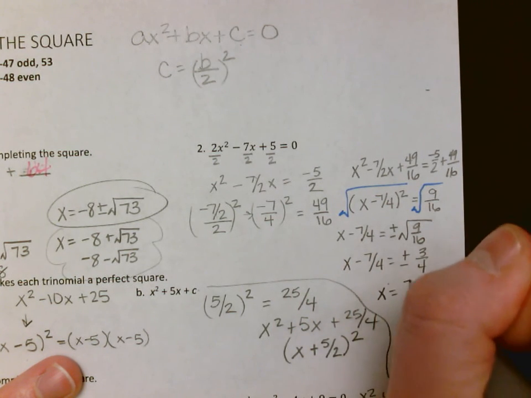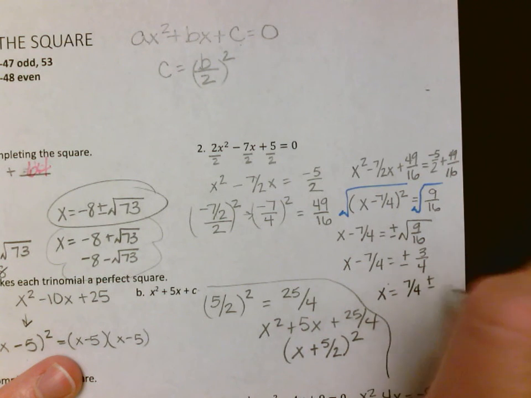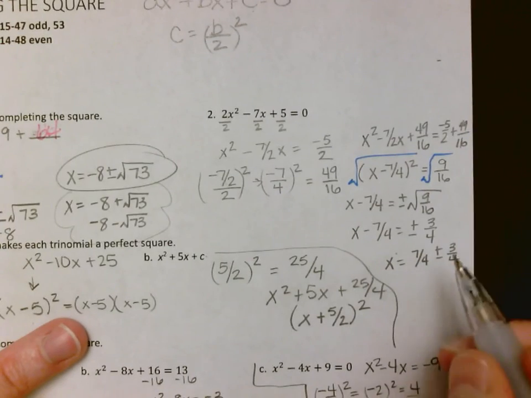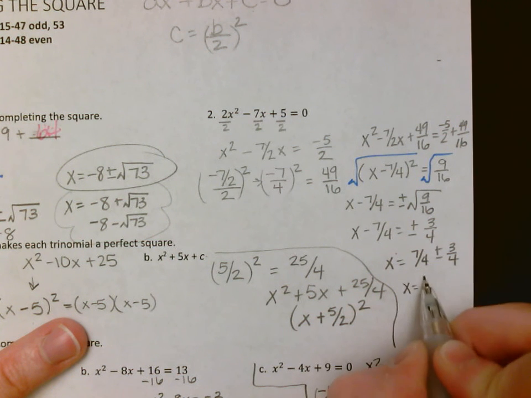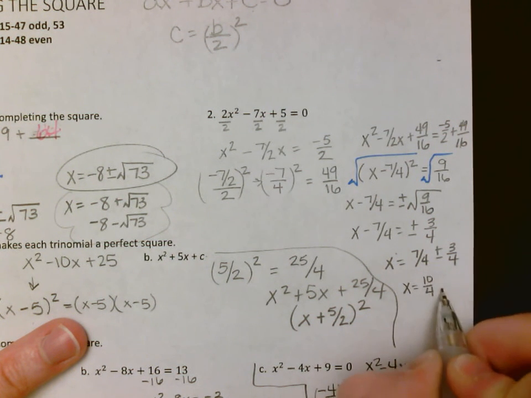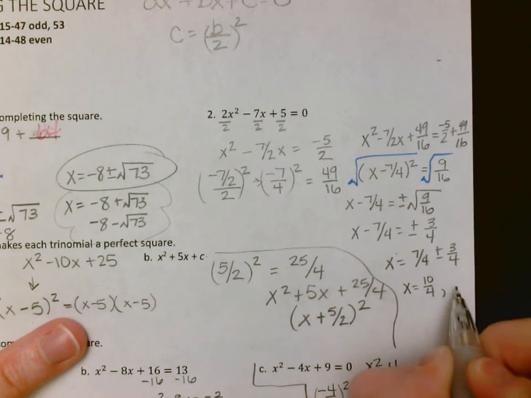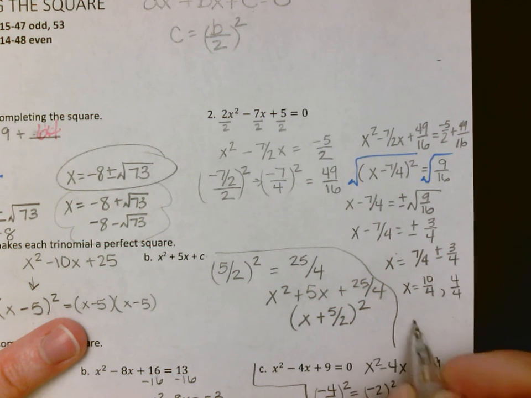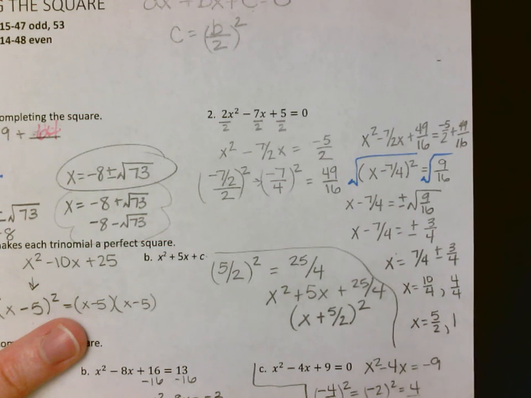x equals 7/4 plus or minus 3/4. Since they both have the same denominator, 7 plus 3, x equals 10/4. And 7 minus 3, 4/4. Simplifies down to x equals 5 halves and 1. And that would be your solutions.